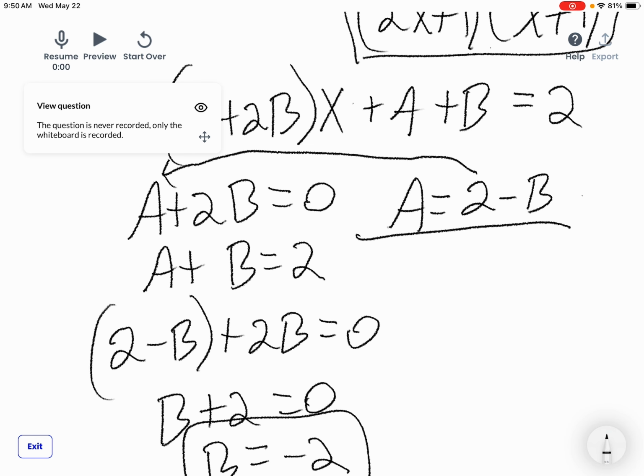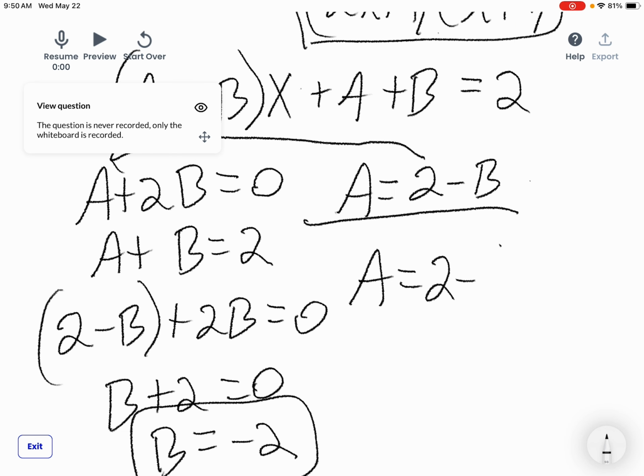We know that a is equal to 2 minus b. What is b? Negative 2. So 2 minus a negative 2 is 2 plus 2. So therefore, a is equal to 4.